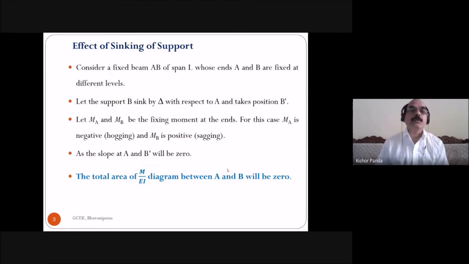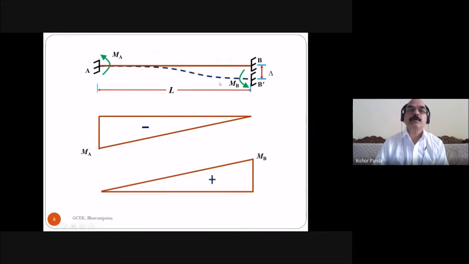First we will discuss the sinking of support. What is the effect on the fixed beam due to sinking of support? Consider a fixed beam AB of span L whose ends A and B are fixed at different levels. Let the support B sink by delta with respect to A and take position B dash. Look at this figure. This is the fixed beam, this is end A and this is end B. Here the end B is settled by an amount delta.